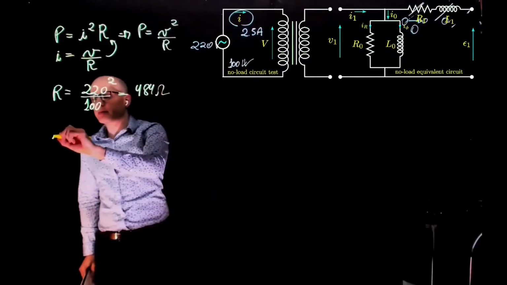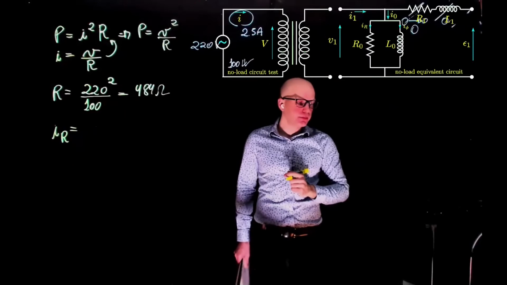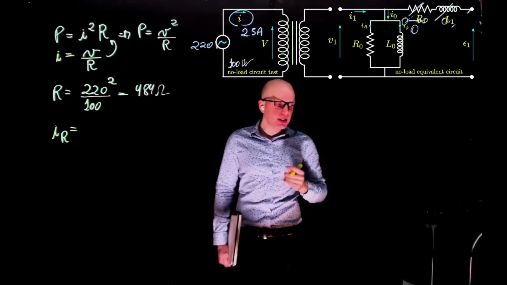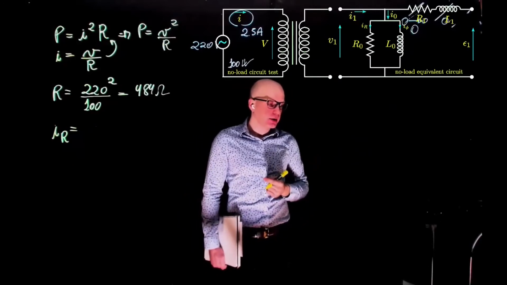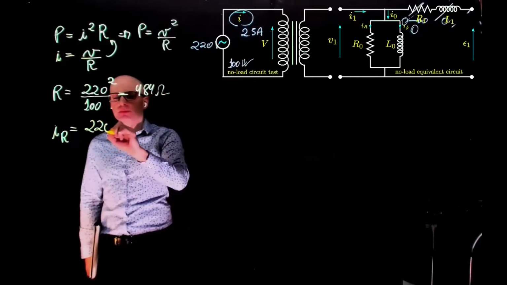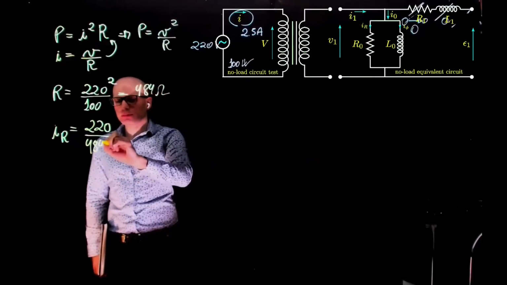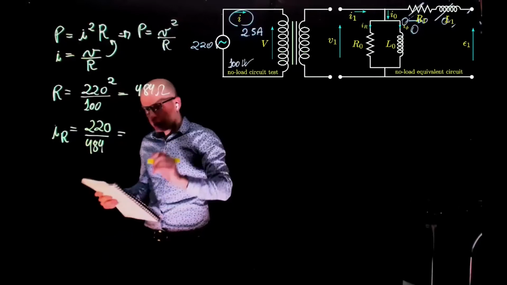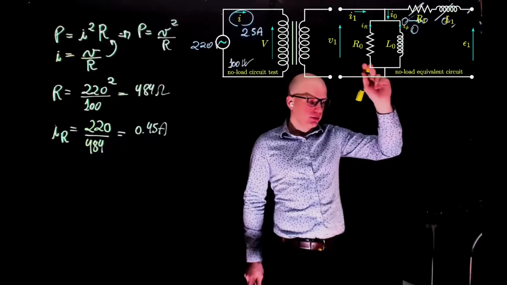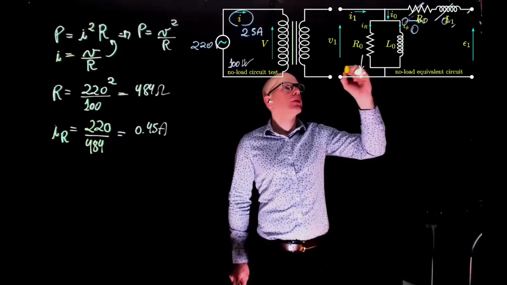What is IR? What is the value of IR? Simple electrical circuit question. Isn't that VR divided by R itself? 220 divided by R, which gives 0.45 amps. So the current going down here, there is 0.45.